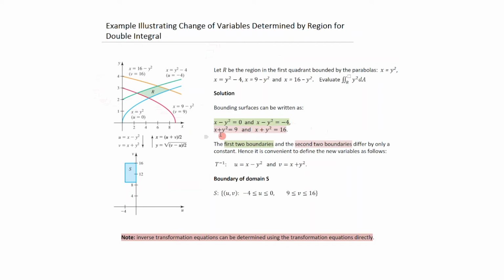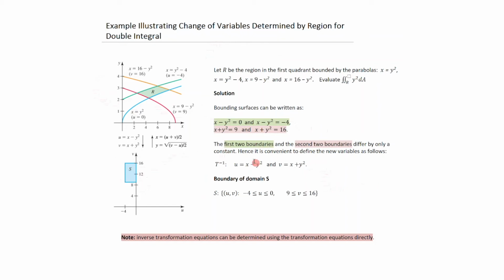Similarly here. Of course, these two are different, so why not just call this a new variable? Let's call it u. So this becomes u equals 0, u equals minus 4, and call this v equals 9, and v equals 16. That effectively now sets up our boundaries. We've got simple boundaries to deal with. And those boundaries you can see right here, because we've chosen v equals 16, v equals 9, and u equals 0 and u equals minus 4. So this would be the region that we're going to be transforming to.